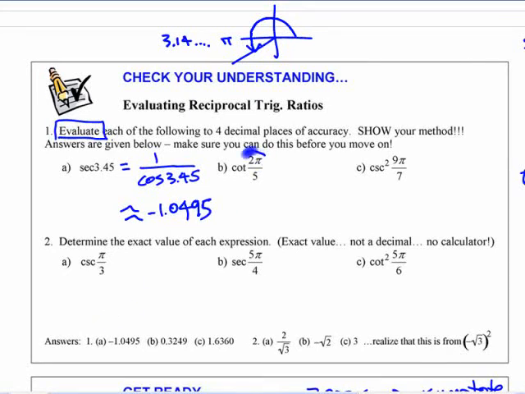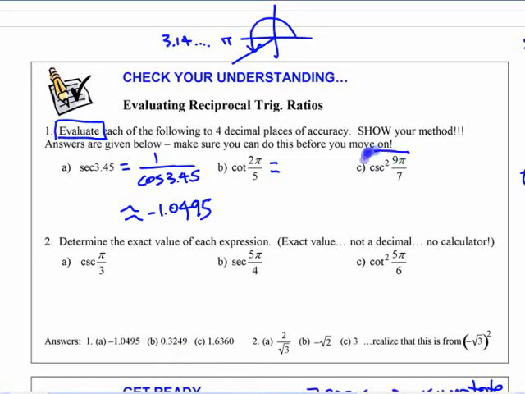It doesn't matter if you're given a fraction like this. You do it exactly the same way. Reciprocal of whatever is its corresponding function. I'll leave that one for you to do. The answers are down there to check to make sure you're doing it right.